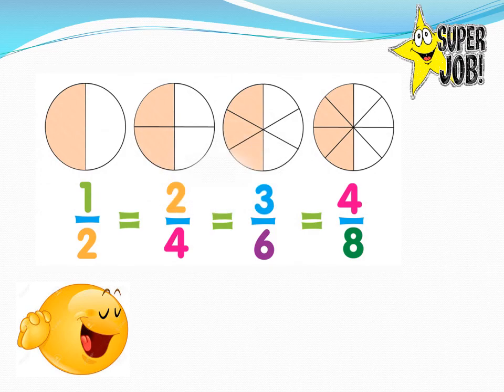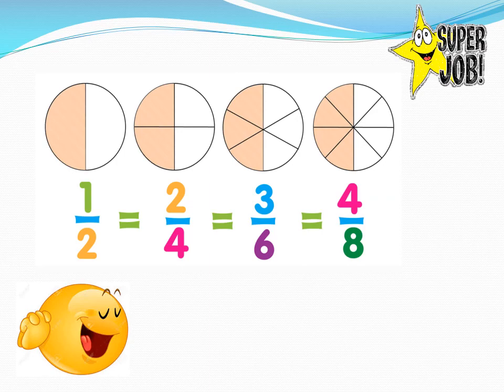Now Junior 2. If we look at the first circle, we divided the circle into 2 equal parts, and its fraction is 1 over 2, or half. Now, if we look at the next circle, we divided it into 4 equal parts, and its fraction is 2 over 4. But if we divide it into 2 groups, each group has 2 parts.